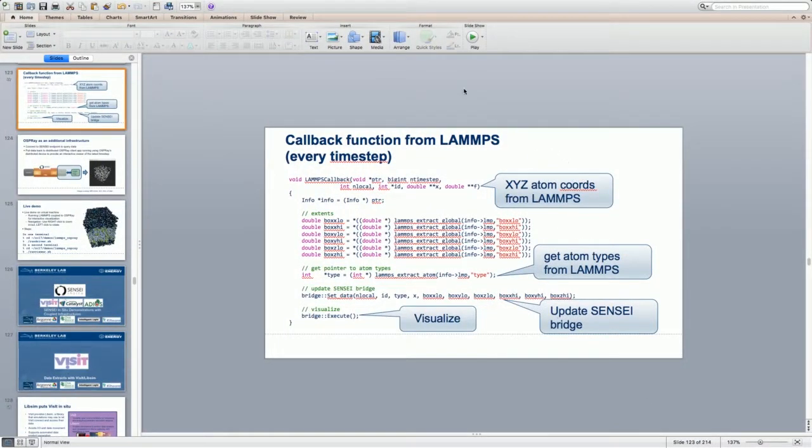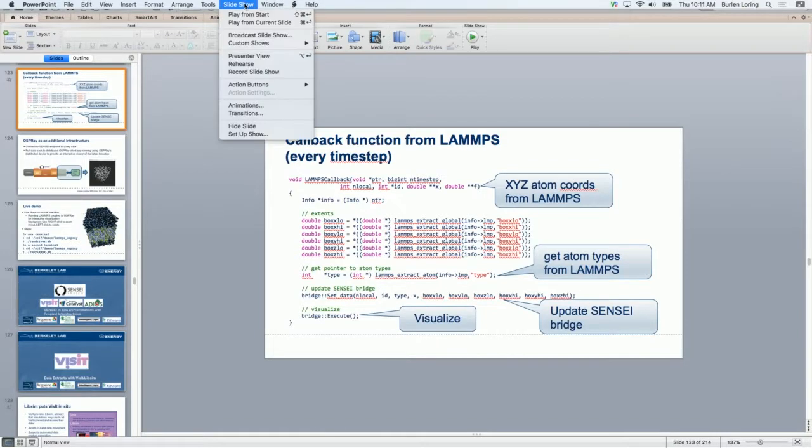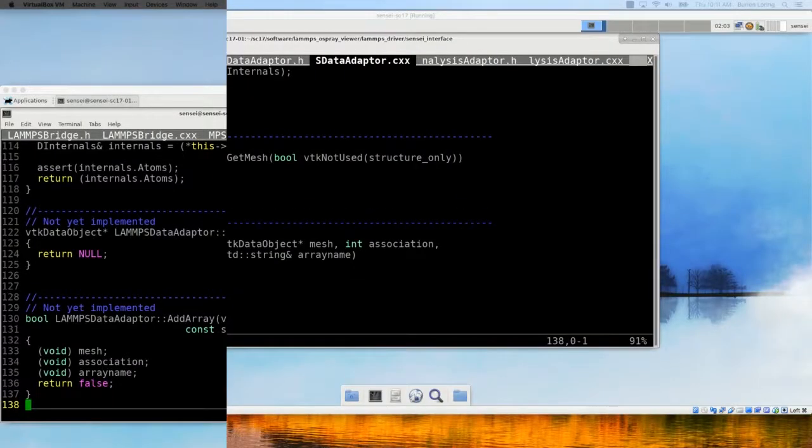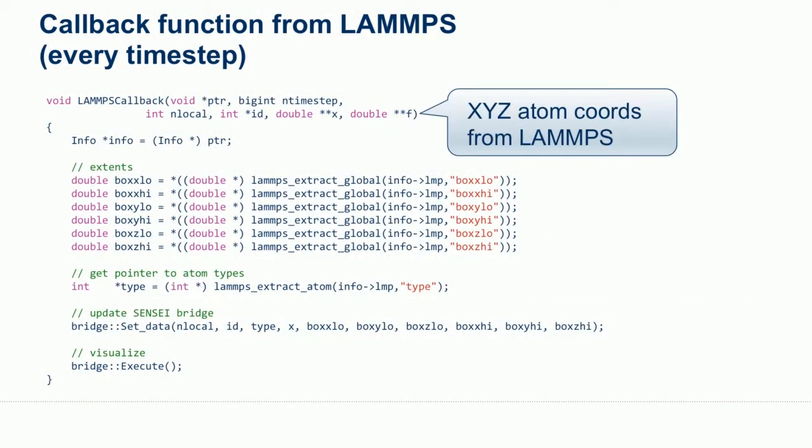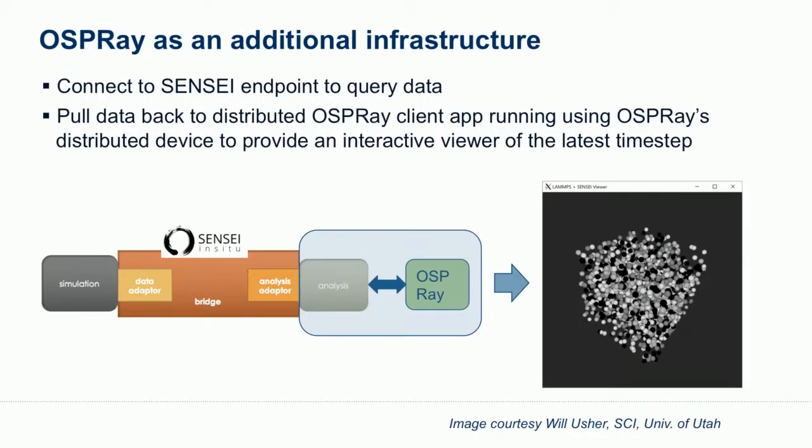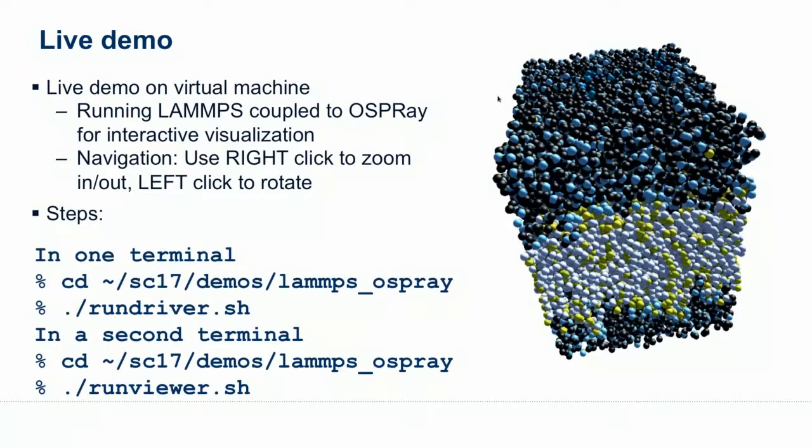Okay, so let's go back to our slide deck. Okay, so Osprey as an additional infrastructure. This is the analysis backend. What his backend does is it uses the analysis adapter. It uses the data adapter we just saw in an unconventional way, gets the data and renders it using Osprey in the viewer window.